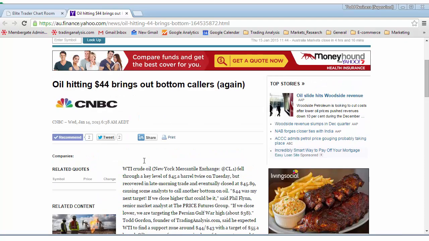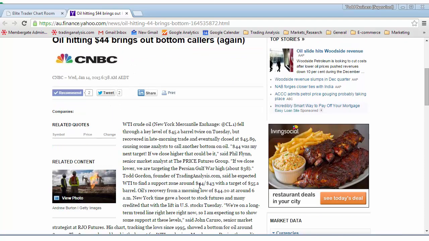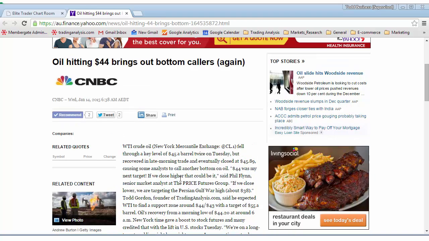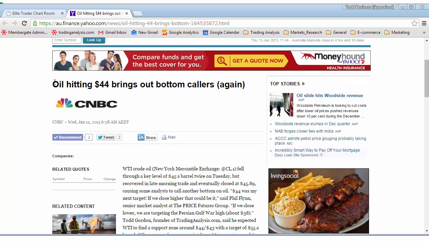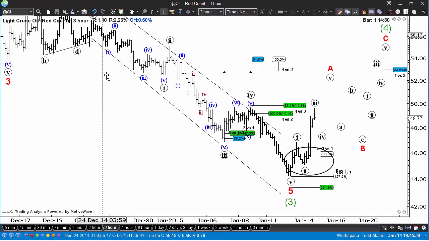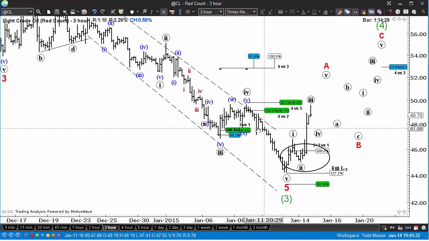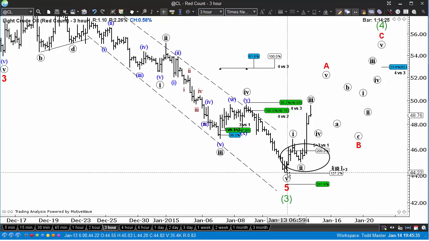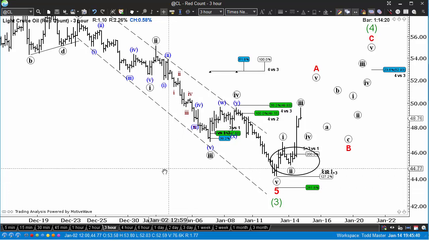So I'm here on CNBC Yahoo Finance. 44.43 is the projected low in oil. And what was kind of funny is I didn't quite know they were going to use this headline: "Oil hitting 44 brings out bottom callers again." I wasn't there, because I haven't called the bottom before, so maybe somebody else, but that wasn't me, so it's kind of a funny headline. But anyway, this was done yesterday, and we were looking for a push down into the $44 to $43 level. That was done when this was up in here, and we did push down. The low is 44.20, so I missed it by 20 cents. Oh well.